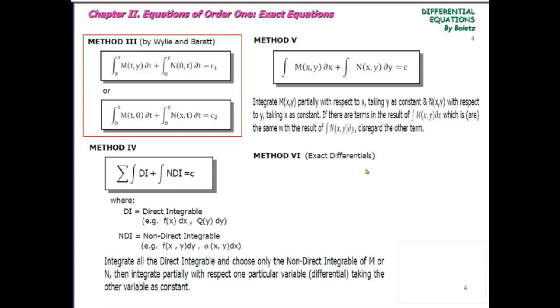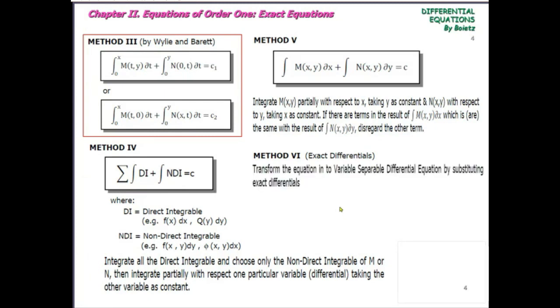Then, merong last method, yung method 6, yung exact differential. Okay, this is more realistic or believable yung method ng exact differential equation. Lahat ng method na yun, from method 1 up to method 5, medyo mag-iisip ka kung tama ba yung solution na yan. Okay? Kasi hindi mo alam kung paano nangyari. But this exact differential is more, tawag dito, acceptable or believable na solution.